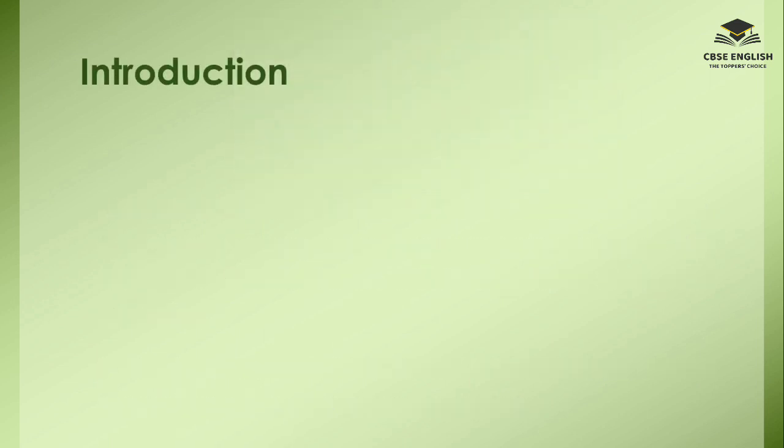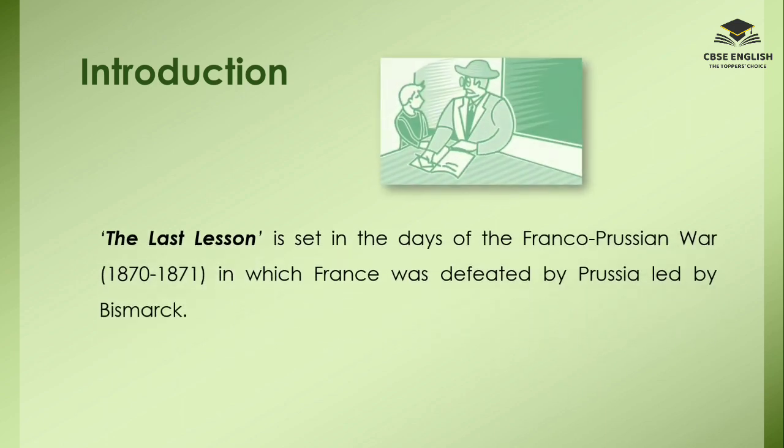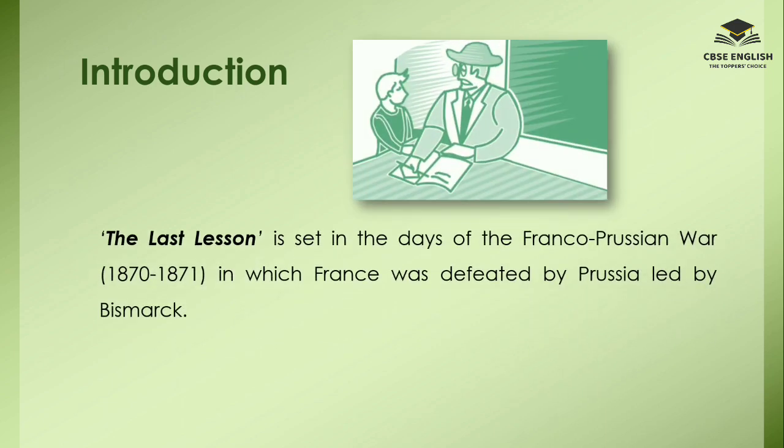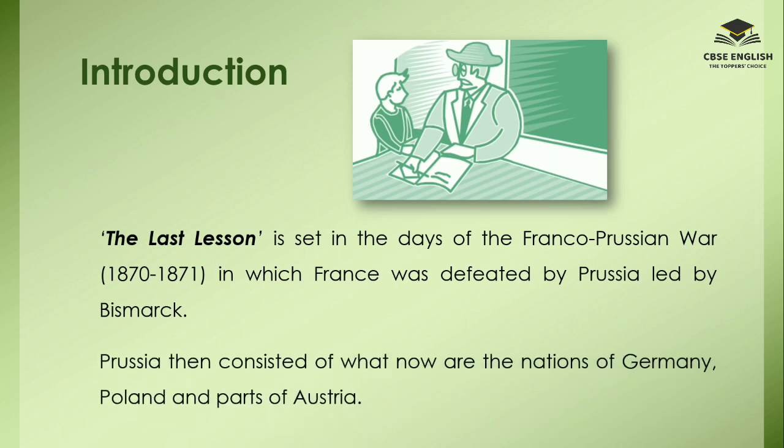Introduction to this lesson. The Last Lesson is set in the days of the Franco-Prussian War that happened during 1870 to 1871, in which France was defeated by Prussia, led by Bismarck. Prussia then consisted of what now are the nations of Germany, Poland, and parts of Austria.